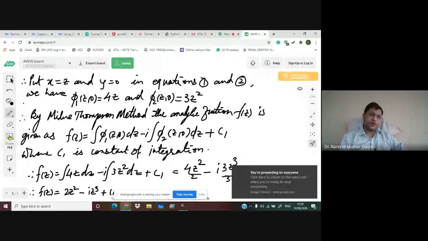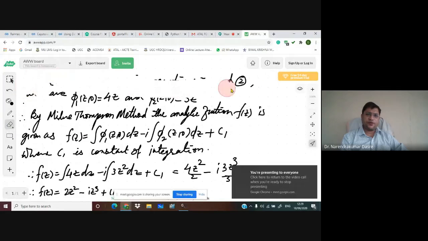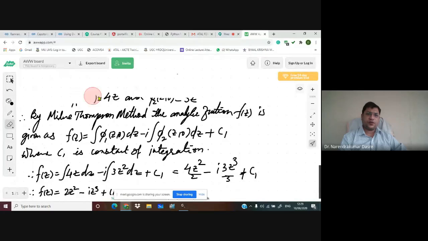So you are done with this? Good. Okay, now let us separate the real and imaginary part of this function, whatever we have obtained. So we have to separate the real and imaginary part of this function.